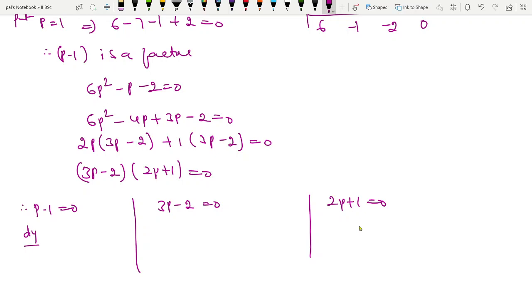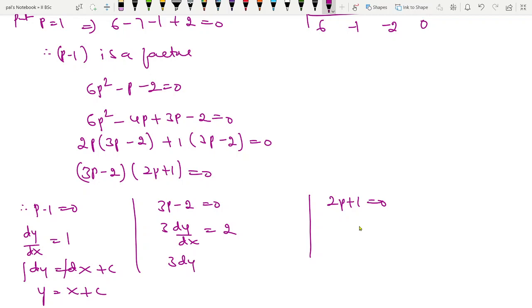So what is p? P is dy by dx. Dy by dx is equal to 1. Now dy is equal to dx. Integrating this, and constant of integration is c. So that is y is equal to x plus c. Similarly here 3 into dy by dx is equal to 2. So 3 into dy is equal to 2 dx. Integrating this plus constant c. So it is 3y is equal to 2x plus c.